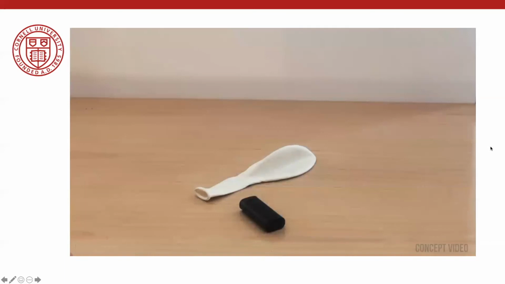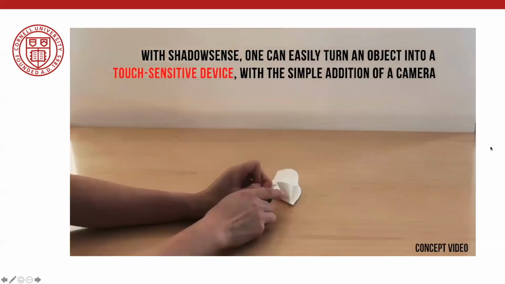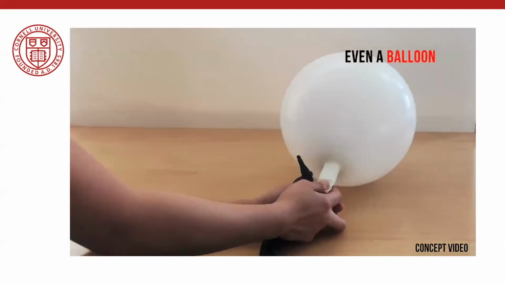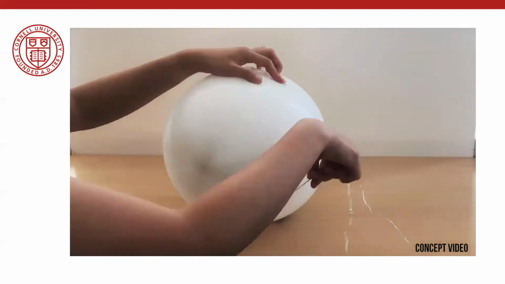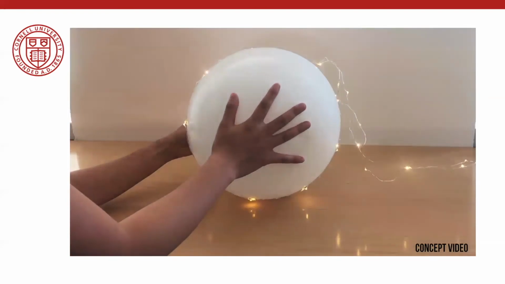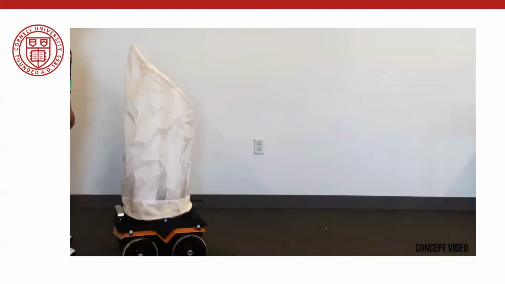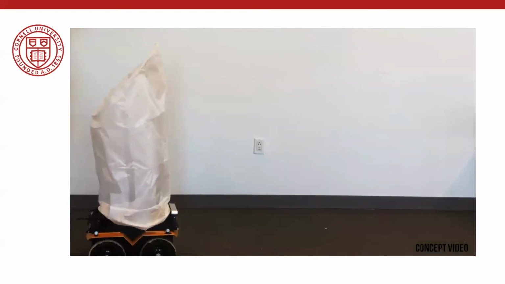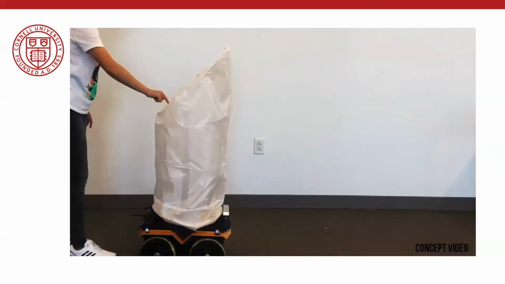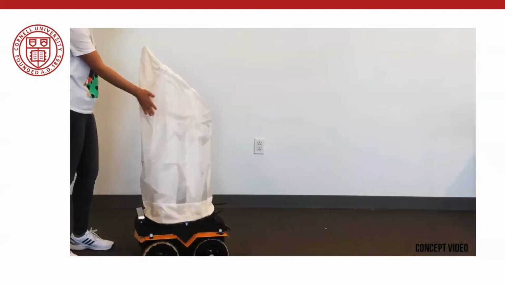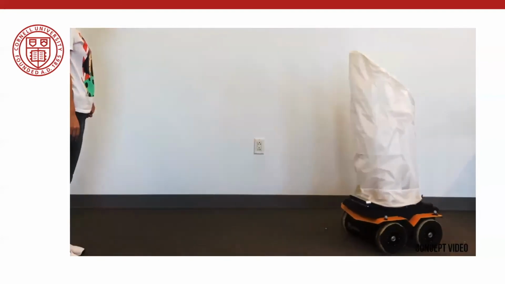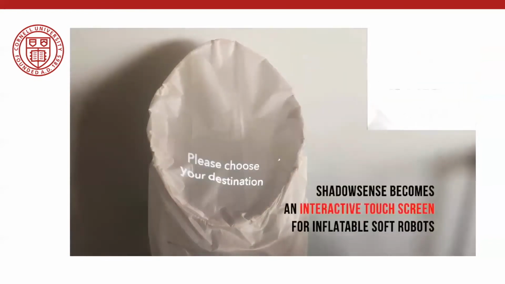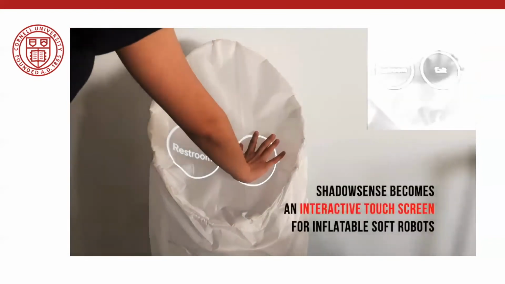This video shows a few potential HRI applications. With ShadowSense, you can easily turn an object into a touch-sensitive device with the simple addition of a camera, even just a balloon. ShadowSense can be implemented on an inflatable guide robot, where the robot could respond to various touch gestures and make movements accordingly. Together with an internal projector, ShadowSense becomes an interactive touch screen for inflatable soft robots.